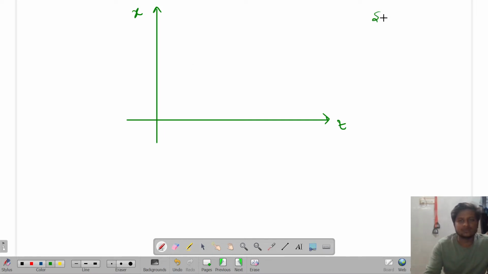So you know that s is equal to ut, and since initial velocity is 0, s is equal to half at square. So displacement is varying with t square, or not? So what will be the graph? It will be a parabola, or not? For which case? For the car. S of car is represented this way. Got it or not?